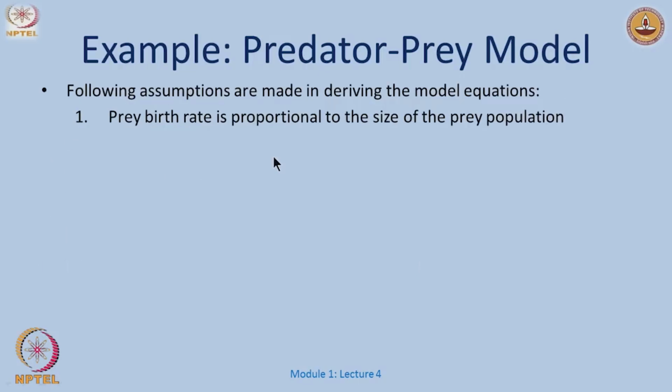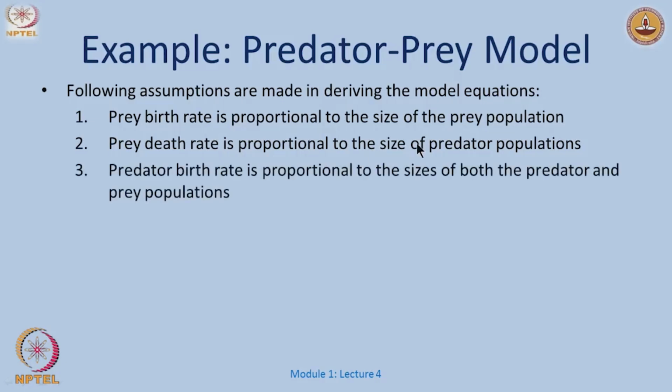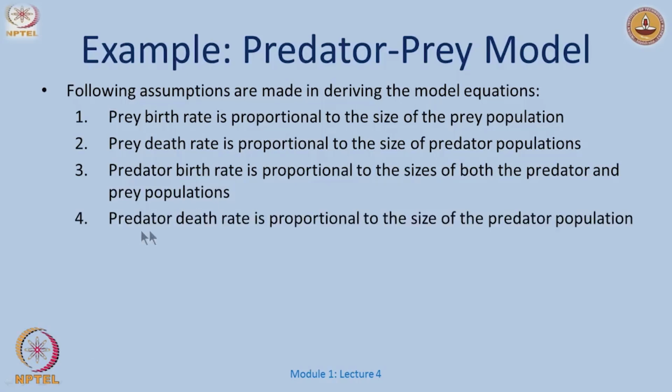Okay. So, we make the following assumptions when we derive this model: the prey birth rate is proportional to the size of its own population, and the prey die only when they come in contact with the predator, and therefore their death rate would be proportional in some way to the size of the predator population. The third assumption is that the predator birth rate is proportional to the size of both predator and prey populations, because when they are in contact with each other, they have food to eat and then they could multiply, right. And the predator death rate is proportional again to its own size.